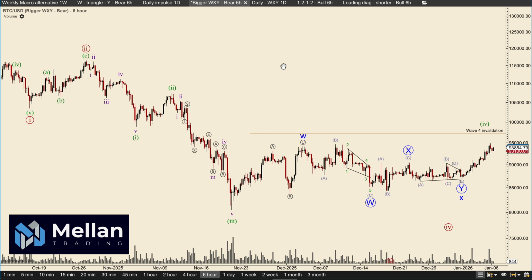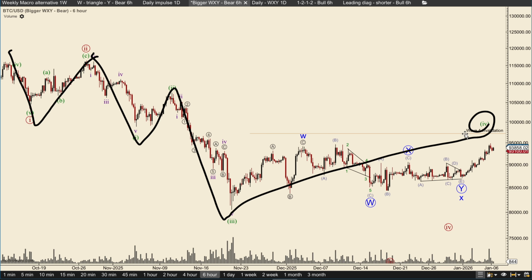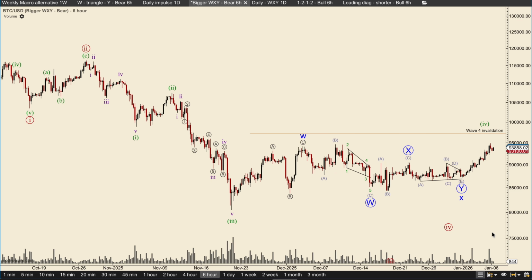Hello, let's take a look at my bearish and bullish scenarios for Bitcoin. Starting with the bearish bigger WXY. Here we are counting this as a wave 1, 2, 1, 2, 3, 4, and then 5, 4, 5, and so on, looking for lower prices.